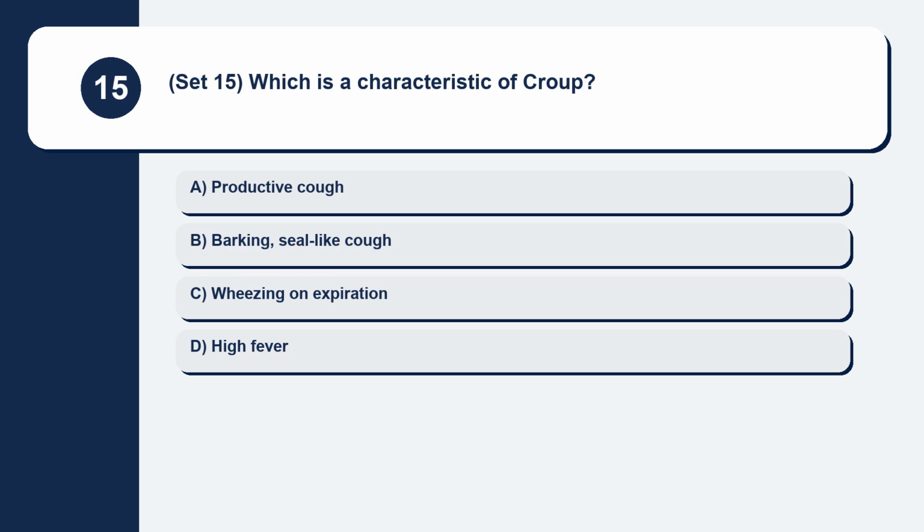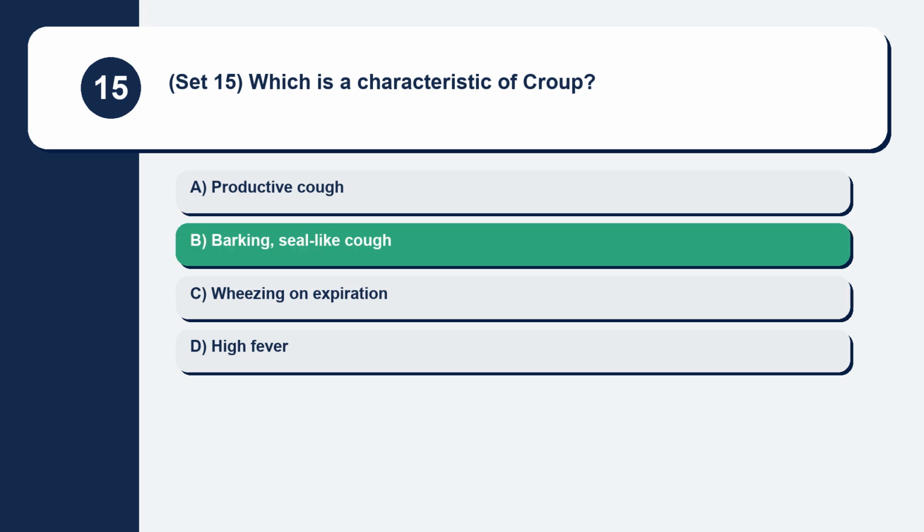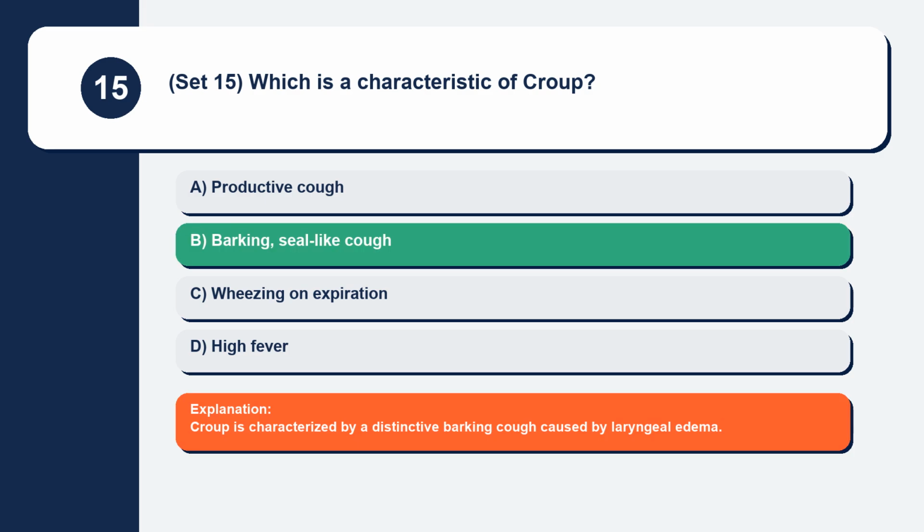Question 15. Set 15. Which is a characteristic of croup? Productive cough, barking, seal-like cough, wheezing on expiration, high fever. Croup is characterized by a distinctive barking cough caused by laryngeal edema.